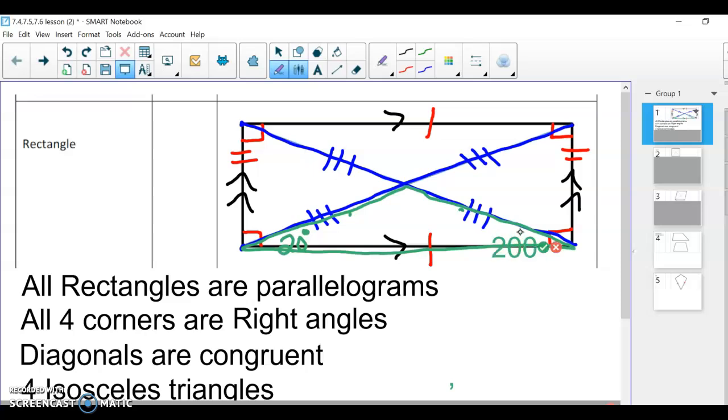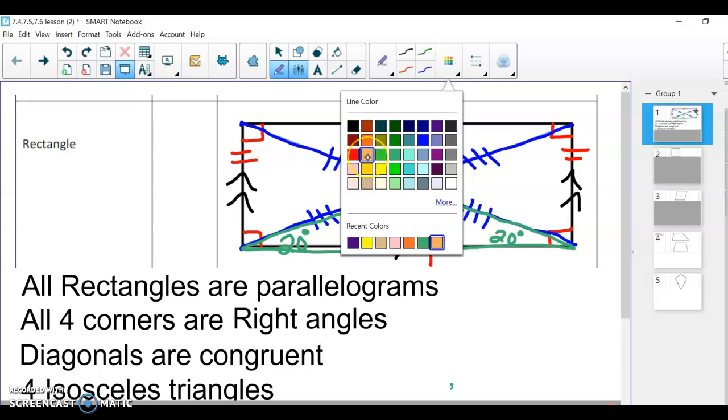Okay? And then if we know that those two are 20, 20 plus 20 is 40, and then the triangle sum theorem says that the angles in a triangle have to add up to 180, so this would have to be 140 up here. Now we could go ahead and fill in all of the rest of the angles in this rectangle just because I told you that 20-degree angle in the corner. All right, so filling in some more here.